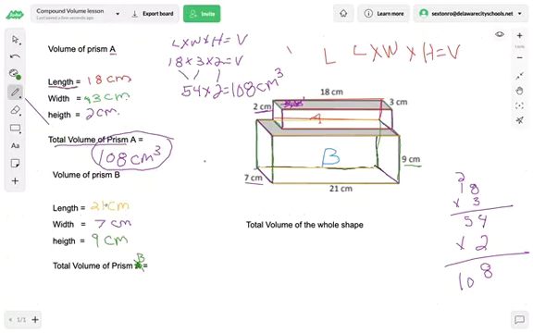All right, so I'm going to use my same formula, length times width times height. I know that length times width times height equals volume. My length is up here, 21. So my length is 21 centimeters. My width is going to be 7 centimeters times my height, 9 centimeters. Right?